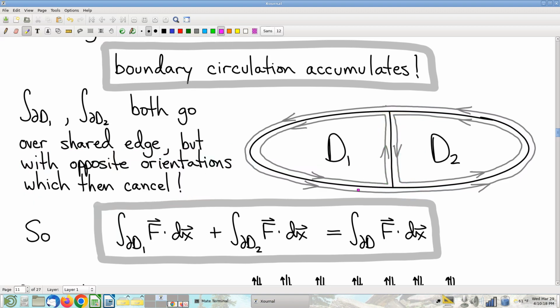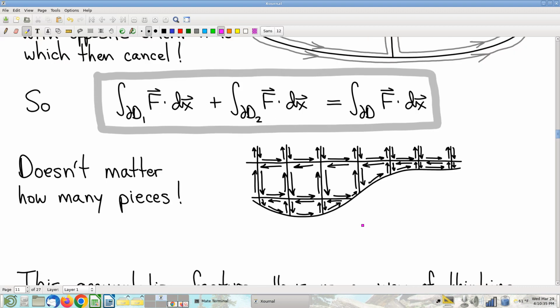Okay, so we have an accumulating quantity. Furthermore, now you might complain about what I've done here and say, well, yeah, that explains what happens if you chop it in half. What if you chop it into a bunch of pieces, like we do when we do integrals?